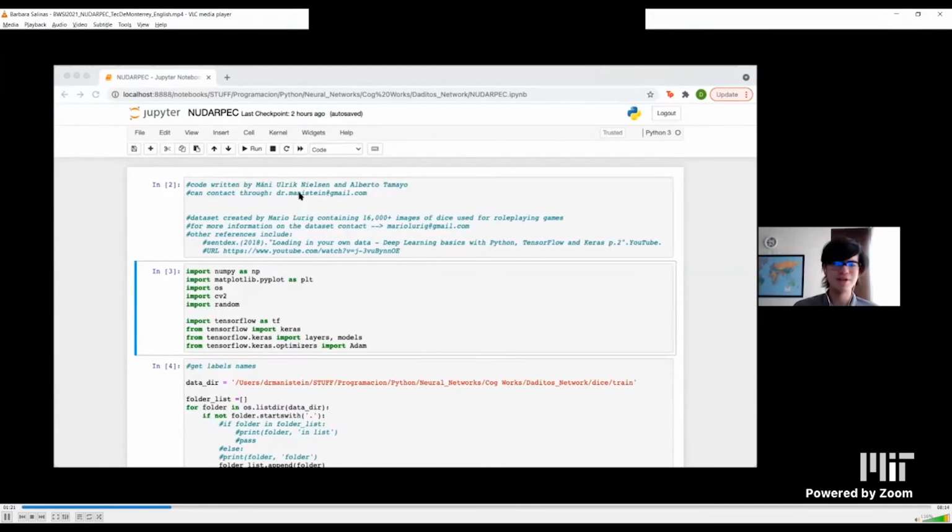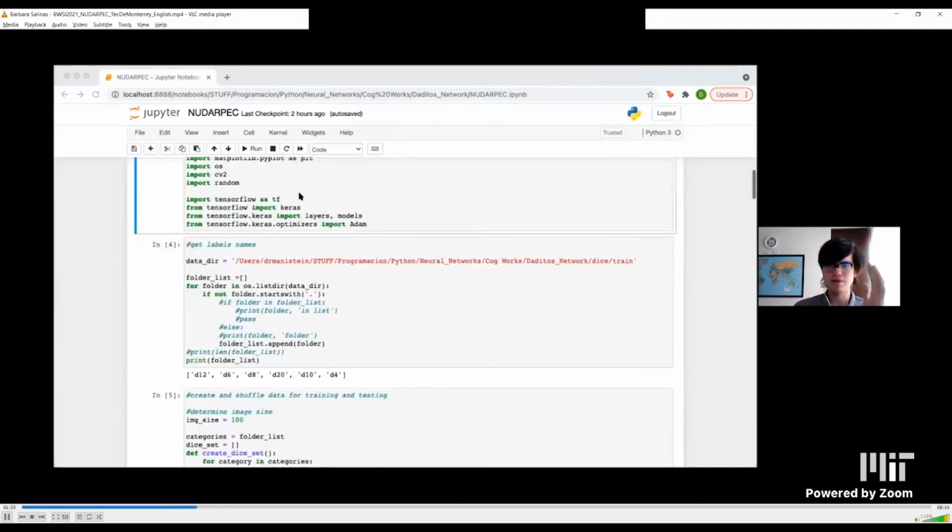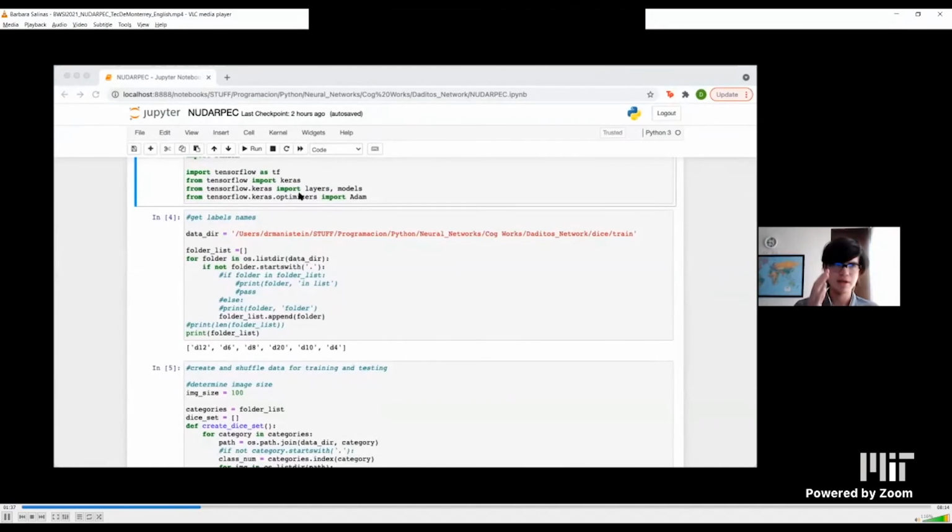Okay, thank you very much, Manny. Well then, as my classmate Manny said earlier, the data set includes 16,000 images of dice for role-playing games. And we decided to reserve 13,000 images for training data, around 2,000 for validation data, and about 1,400 for test data. And then the data is split into 6 categories, which are basically the 6 types of die, which are D4s, D6s, D8s, D10s, D12s, and D20s.